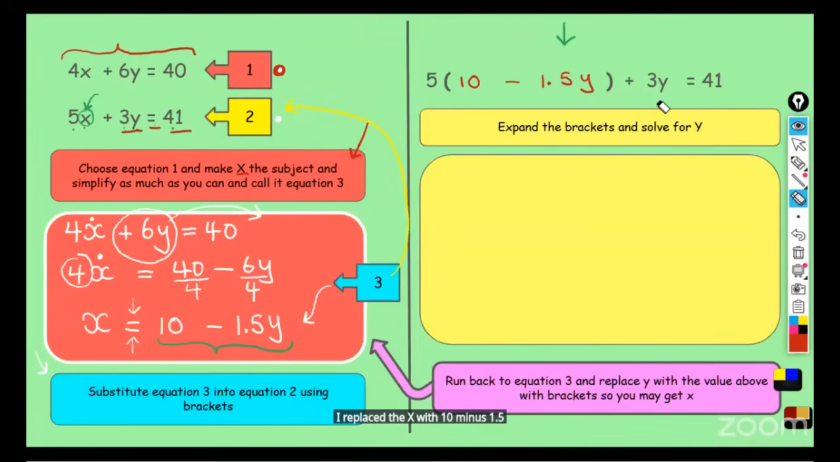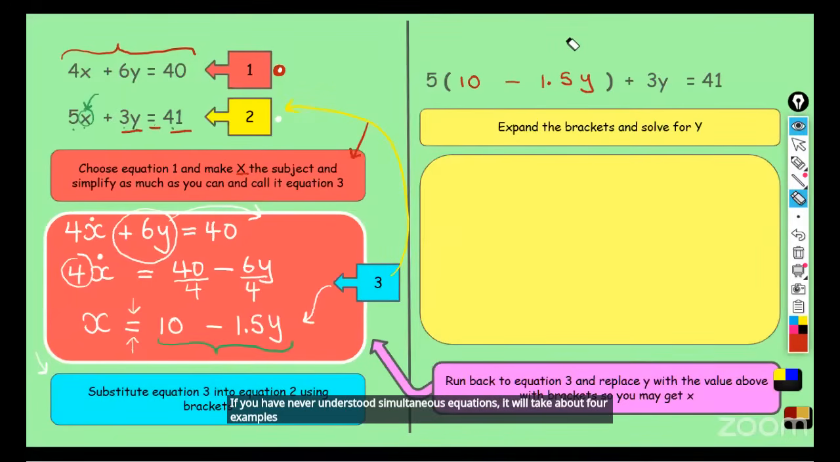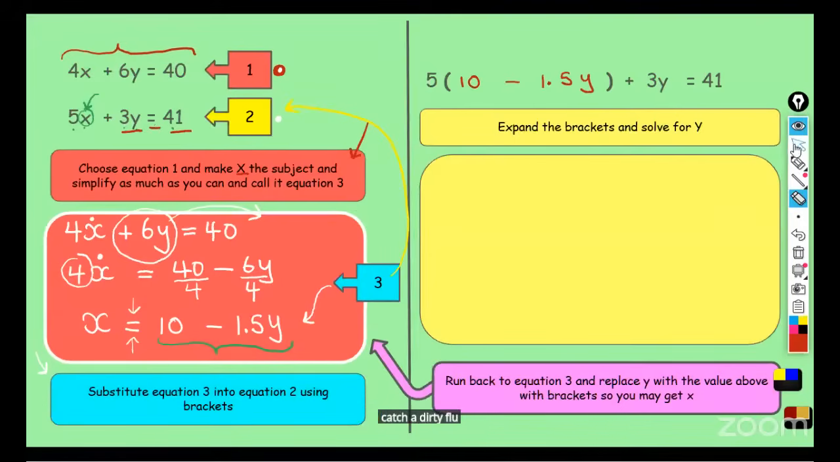And in maths, when you replace something, you have to what? Use brackets. We're going to do plenty examples today, guys. So this is just the first example. If you never understood simultaneous equations, it will take about 4 examples before it really falls into place. Nobody really catches it on the first try. I've never met anybody who caught it on the first try, right? You must be scratching your heads a little bit.